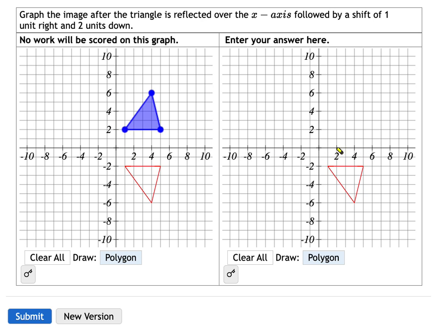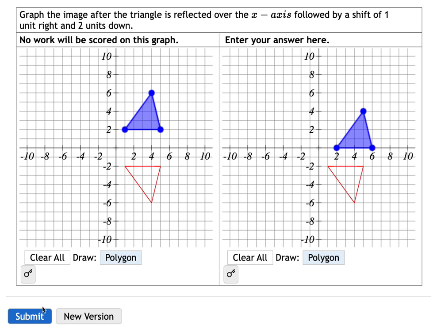So I'm going to come over here to my graph and plot those. So up here I'm going to go 1 right and 2 down. That's at (5, 4). So (5, 4). There's my next point. And then my last one, 1 right, 2 down. So that's at (6, 0).